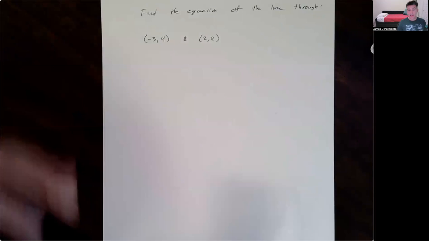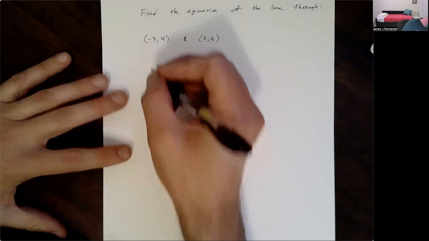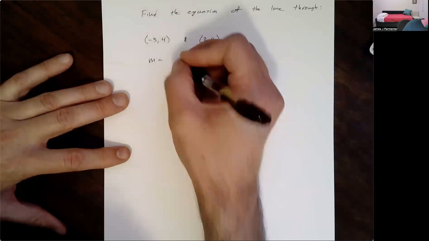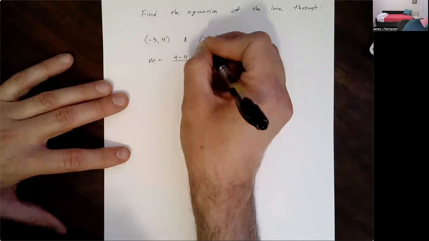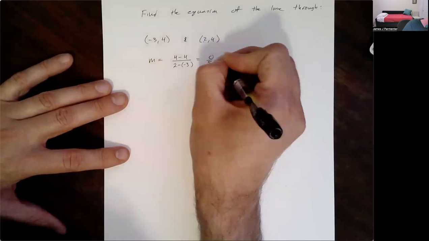So if I didn't notice right away that the y coordinates were the same, I would just go about my way and be like, okay, well, my slope is going to be 4 minus 4 over 2 minus -3, which is 0/5, which is 0.